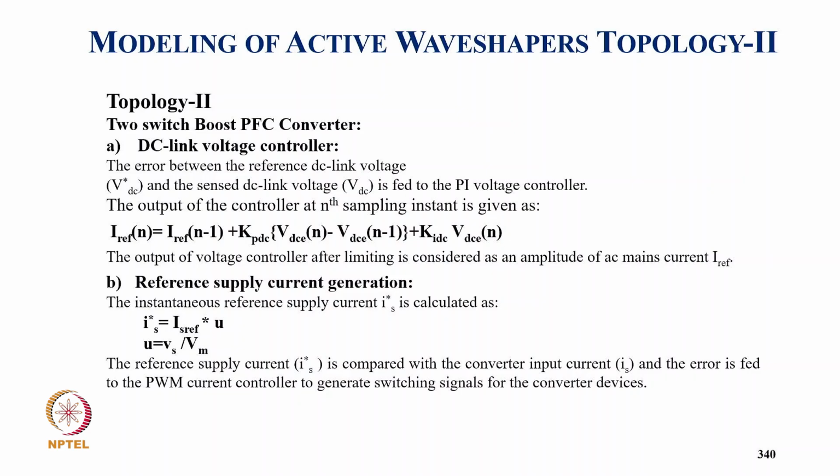So now coming to topology 2, the two switch boost converter PFC converter. The DC link voltage controller takes the error between the reference DC link voltage VDC star and the sensed DC link voltage VDC, which is fed to the PI controller. The output of the controller at the sampling instant is given as I reference n equal to I reference n minus 1 plus KPDC (VDC error n minus VDC error n minus 1) plus KIDC VDC error n. The output of the controller after limiting is considered as the amplitude of the AC mains current I reference, and the reference supply current IS star is calculated as IS star equal to I reference into U, where U equal to Vs upon Vm. The reference supply current is compared with the converter input current, and the error is fed to the PWM current controller to generate the switching signal for the converter devices.